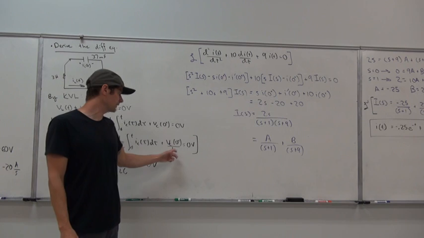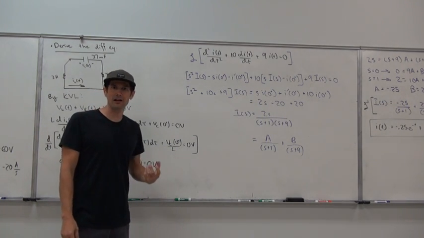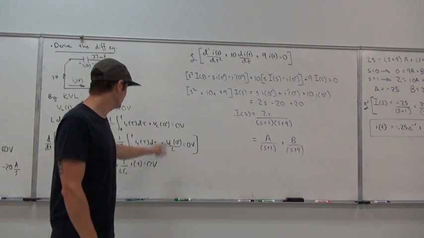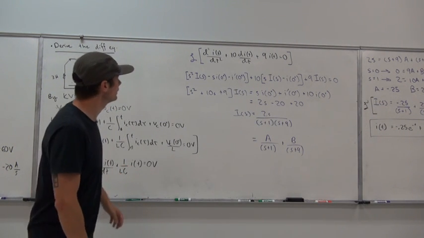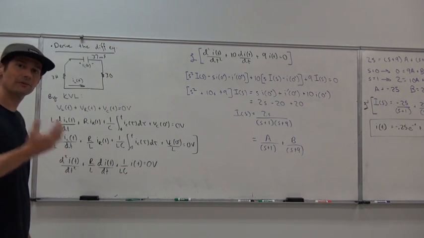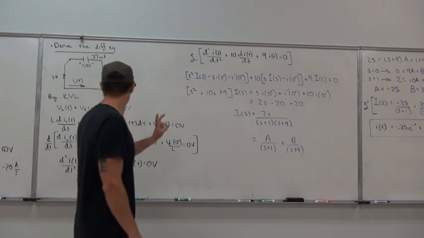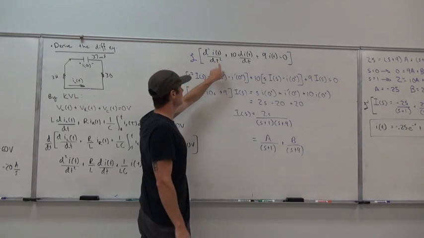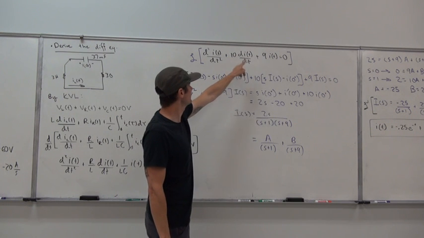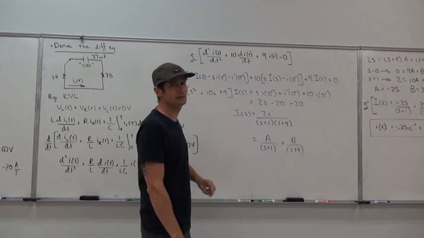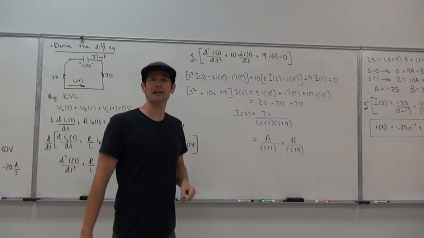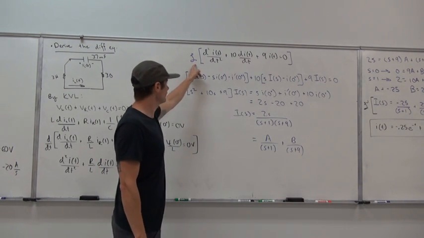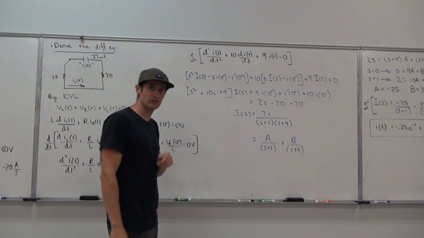Now obviously over here, that initial condition, that's a constant value. So when we take its derivative, bam, it goes away. So we don't even have to worry about it anymore. So now we have a differential equation that we're ready to solve. In standard form, d squared I of t dt squared plus 10 dI of t dt plus 9 times I of t is equal to 0. Now we're ready to take its Laplace transform, going into the frequency domain, right?